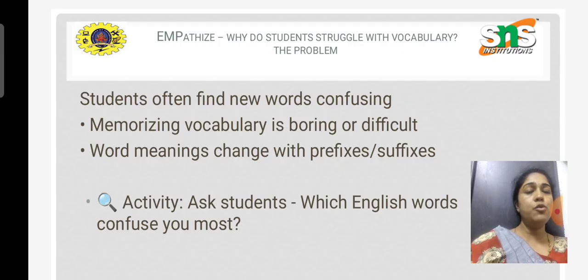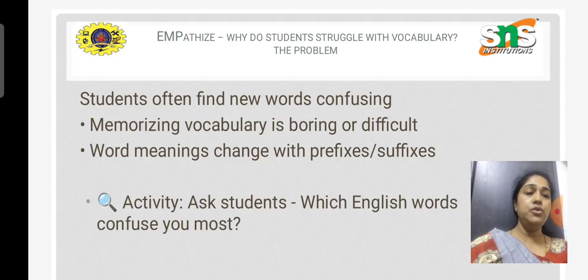The empathize part asks: why do students struggle with vocabulary? This is the problem. You have to understand it. As a teacher, you have to put yourself into the student's shoes and understand why they are struggling. What is the reason behind that? Students often find new words confusing, and memorizing vocabulary is boring or difficult for them. When you add a prefix or suffix to the root word, the word's meaning changes. So these are the problems they really struggle with.